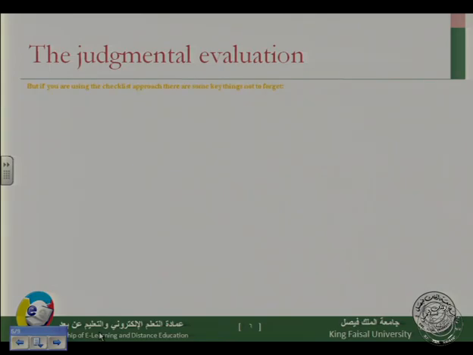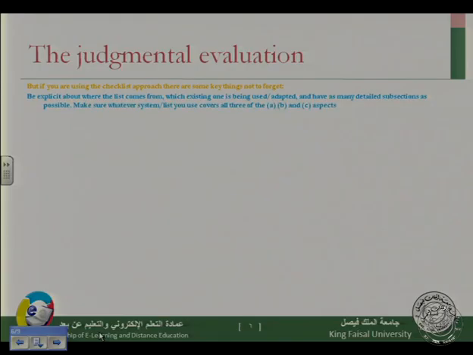But if you are using the checklist approach, there are some key things not to forget. This is very important. Be explicit about where the list comes from. You need to mention where you took the checklist from, which existing one is being used, adapted, and have as many detailed subsections as possible. Make sure whatever system list you use covers all three of the A, B, and C aspects. So refer to the source of your checklist.